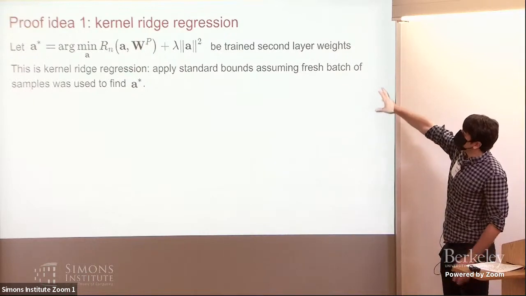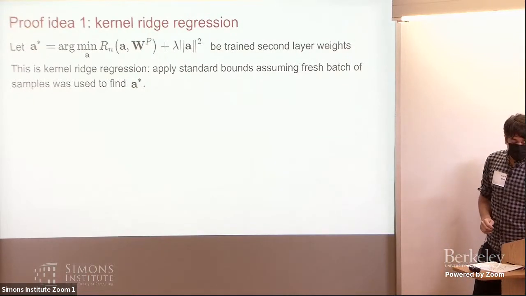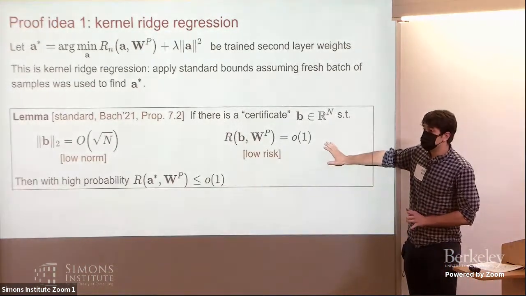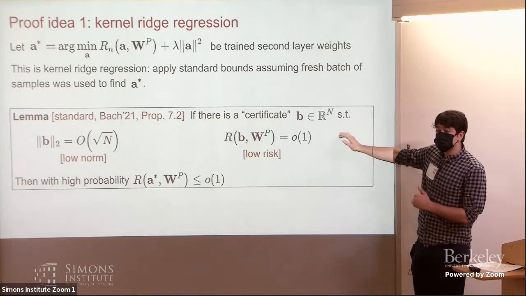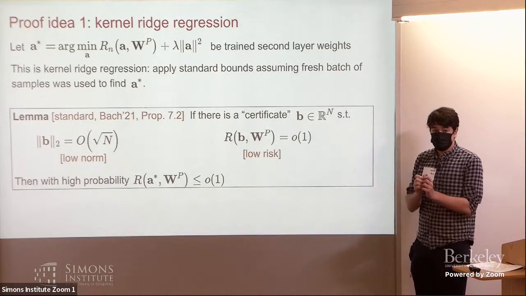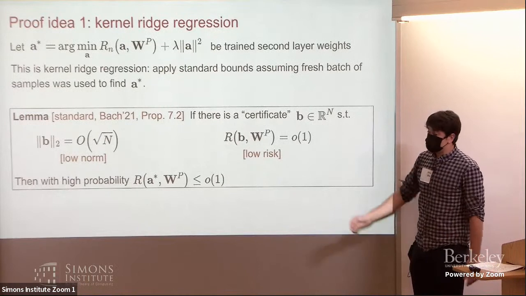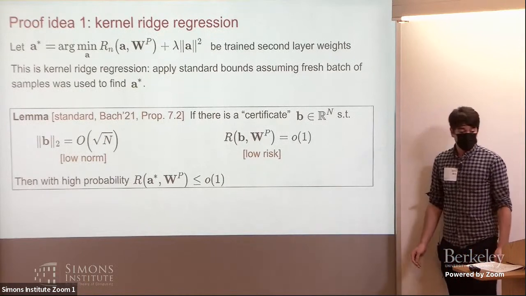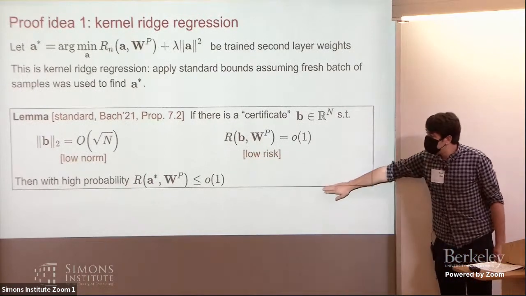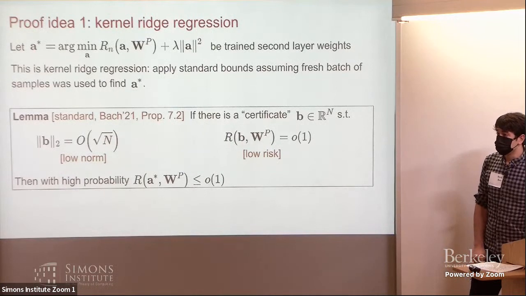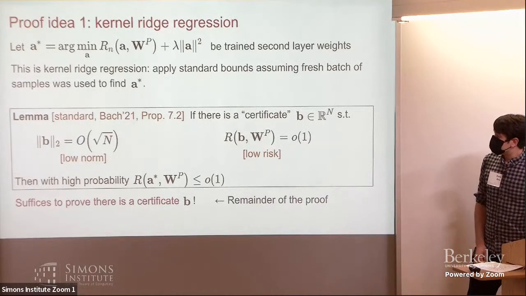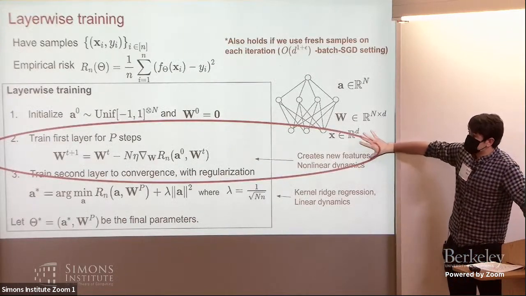Since this is a kernel ridge regression, we can apply standard bounds to bound the generalization error. By adapting some standard kernel ridge regression generalization bounds, we can prove that it suffices to show that after training the first layer, there is some certificate, some setting of the weights of the second layer, that would be low norm and would also give you low population risk. In that case, this kernel ridge regression will also give you vanishing risk with high probability. This will be the remainder of the proof: we're going to show that there is such a certificate. So now we're going to analyze what happens when you train the first layer.